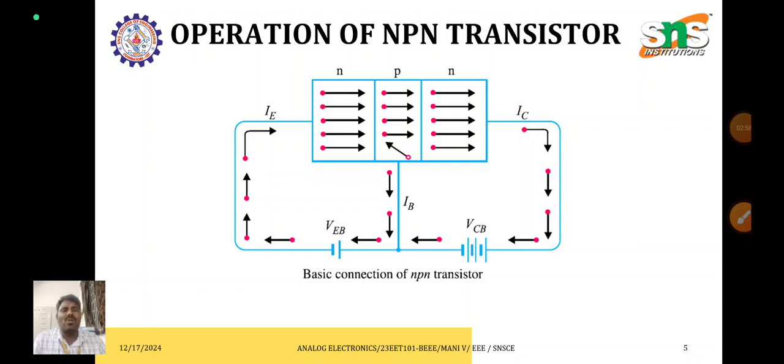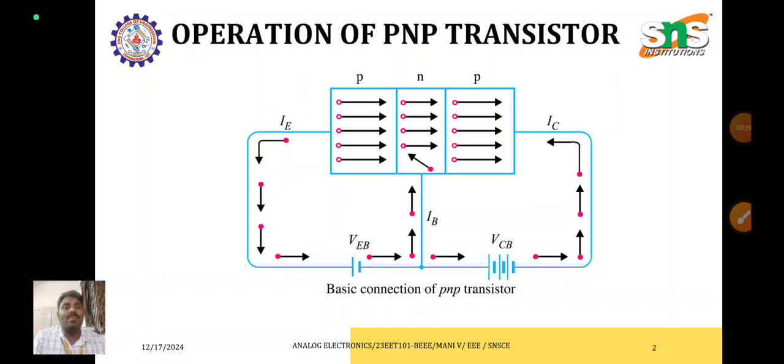So the electrons flow from the N region, that is emitter, into base, into collector, and from collector into the battery. Through the battery, they are again circulated to the emitter, base, collector, like that. So the electrons are always flowing, and this flow of electrons is nothing but current. If the electrons flow through the collector, it is the collector current; through the base, the base current; and through the emitter, the emitter current.